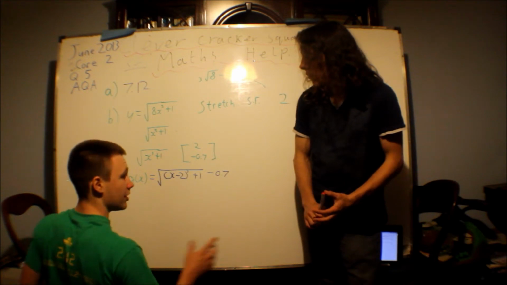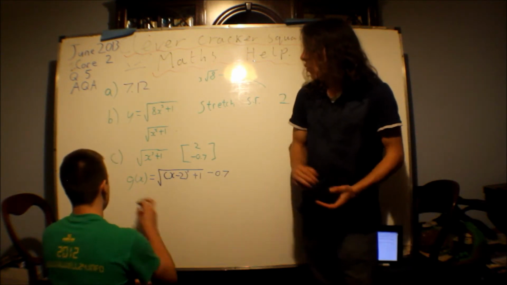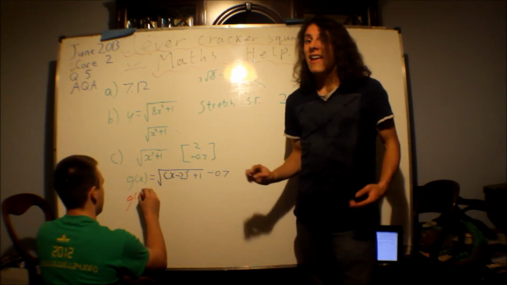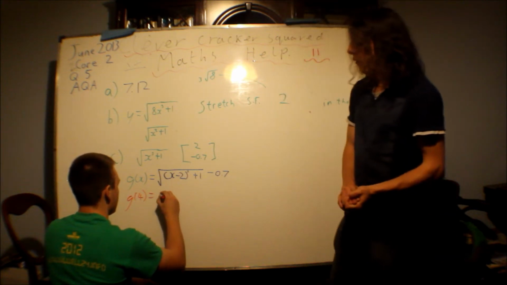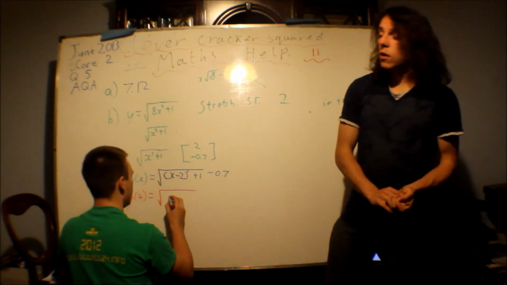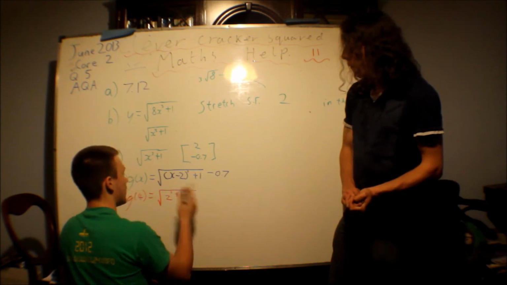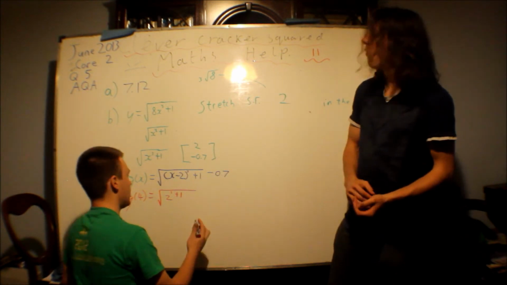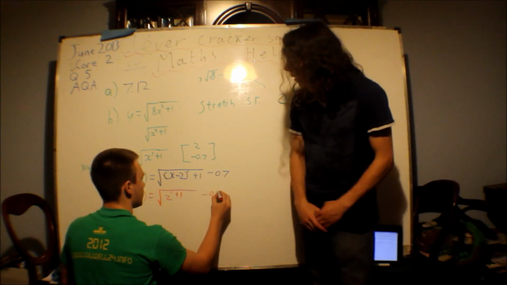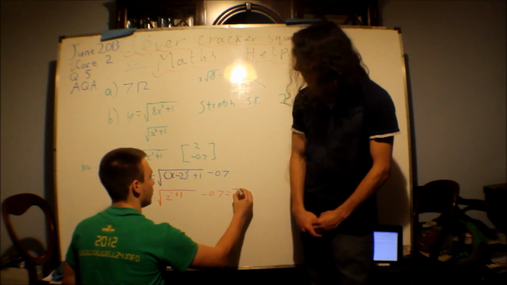Then it says find the value of g of 4. If you give me the red, maybe I'll do this bit in red. So we substitute 4 into the equation. We have root of 4 minus 2 cubed, so that's just 2 cubed, plus 1. That equals 9, the root of that is 3, 3 minus 0.7 gives us 2.3.